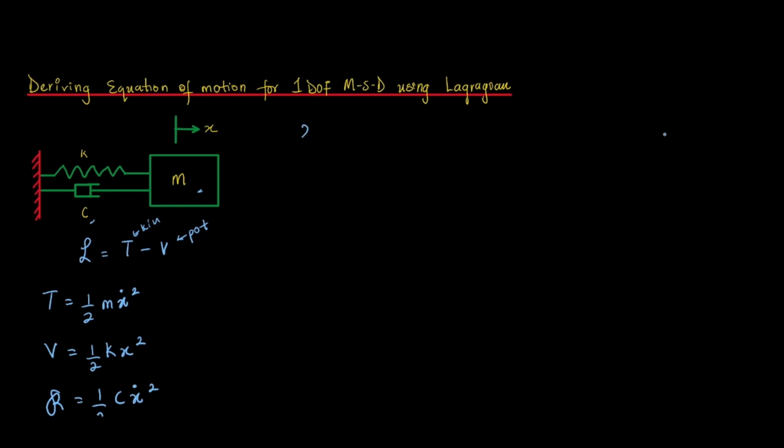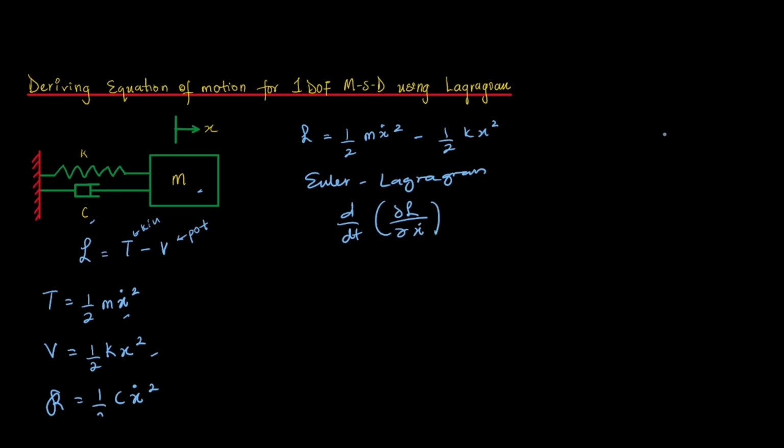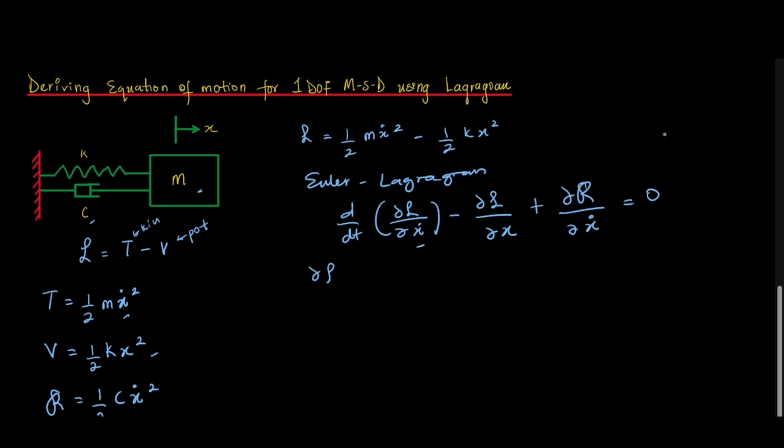Now let's write out our Lagrangian. It will be simply T minus V, which will be half m x dot squared minus half k x squared. Now we're going to use the Euler-Lagrange formula and write it out, which is d over dt of the partial differentiation of the Lagrangian with respect to x dot, minus partial differentiation of the Lagrangian with respect to x, plus the Rayleigh's function partial differentiation of it with respect to x dot, all equals to 0. We'll take this first.